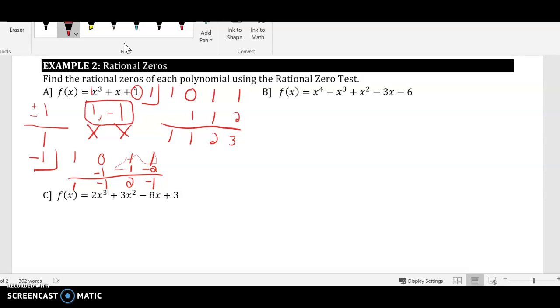So that's all we're going to do with these next couple. We're not actually going to try to find the zeros, but I'm showing you the process. We will use our calculator to help with this process.